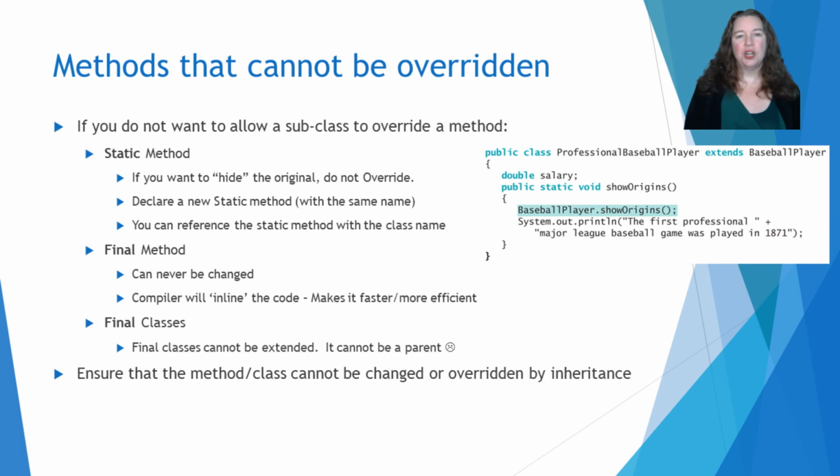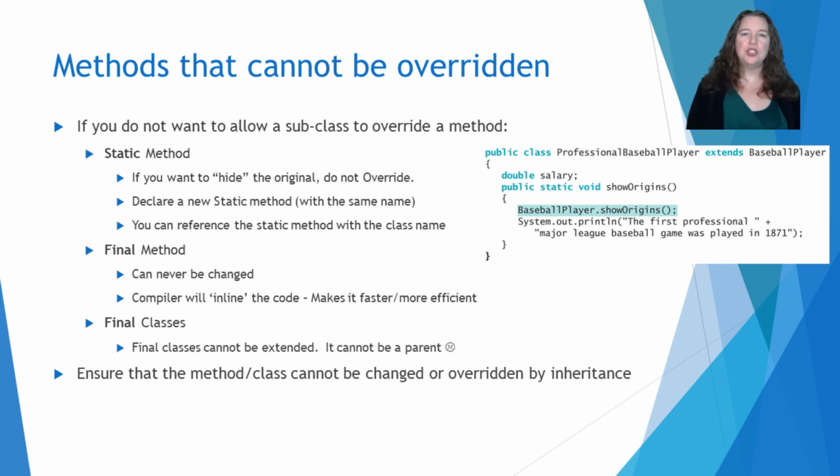So let's start with our static methods. If you want to hide the original method, don't use override. If you want to, you can declare a new static method with the same name, and you can reference the static method using the class name. So if I had my party, I could do party.myMethod, and if it's a dinner party, I could do dinnerparty.myMethod. This doesn't override anything, but it does make your methods static.